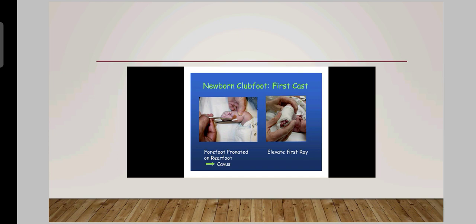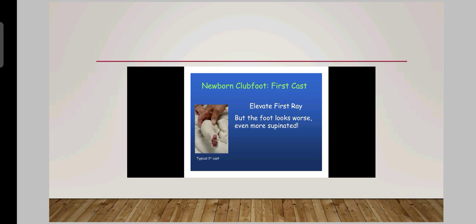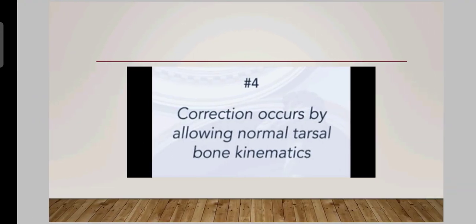This is the first cast of the clubfoot. Forefoot pronated on rear foot causes cavus. Cavus is an exaggerated medial longitudinal arch. For correction of this cavus, we just elevate the first ray. When we elevate the first ray, the foot looks worse, even more supinated. This is the picture of the first cast for correction of the cavus. Correction occurs by allowing normal tarsal bone kinematics.